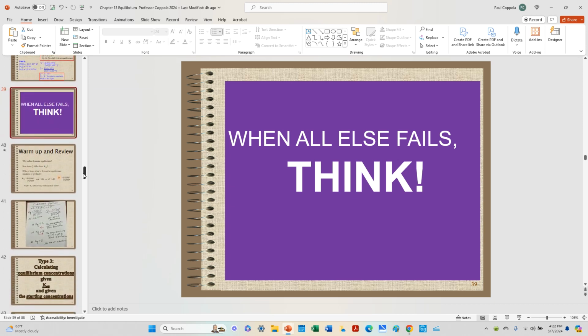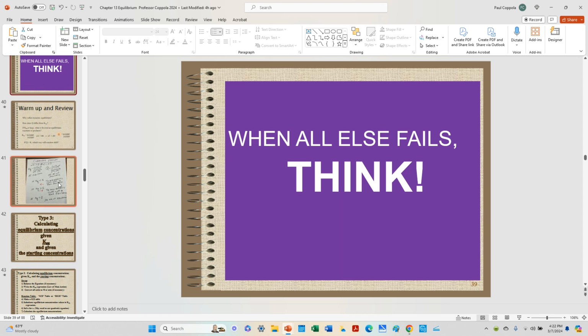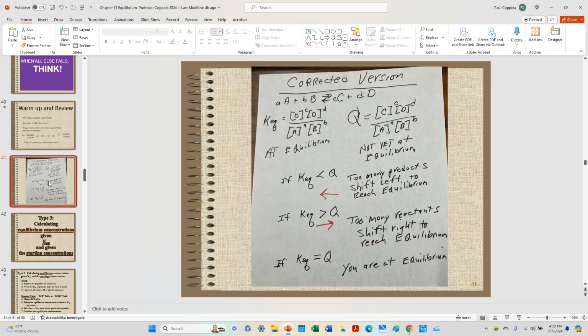Alrighty, let's see now. Yeah. So here we have a little cheat sheet, review sheet. Again, looking at these equations and what I just said, if Q is bigger than K, it's going to shift left because there's too many products. And so this has to get smaller for Q to approach the value of K.